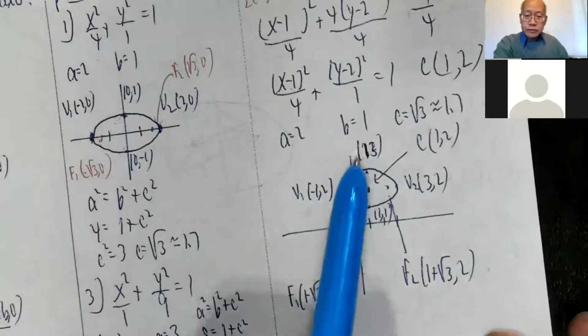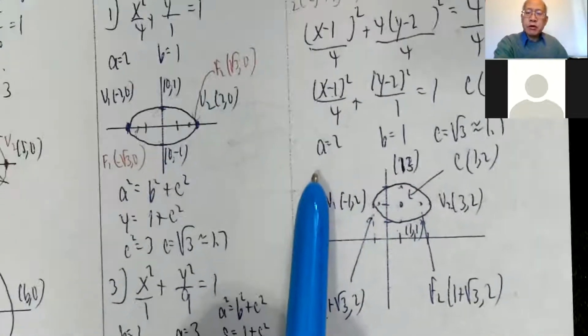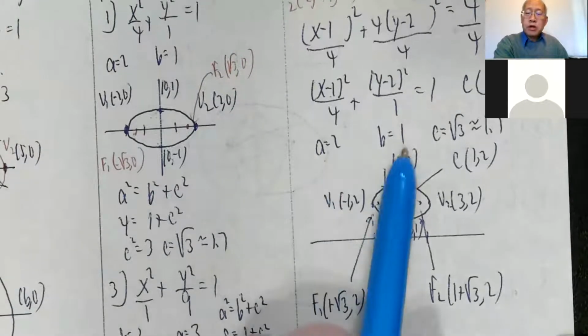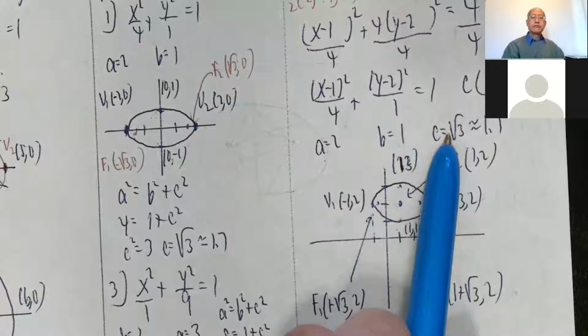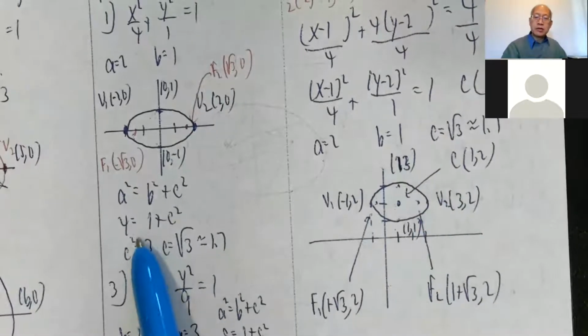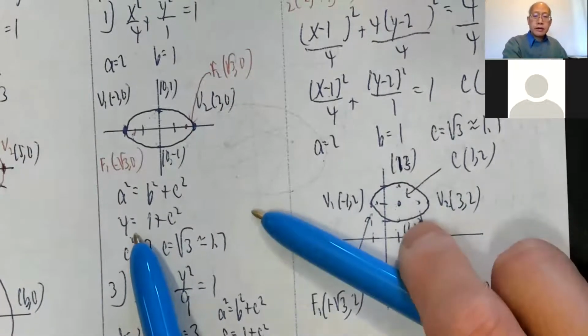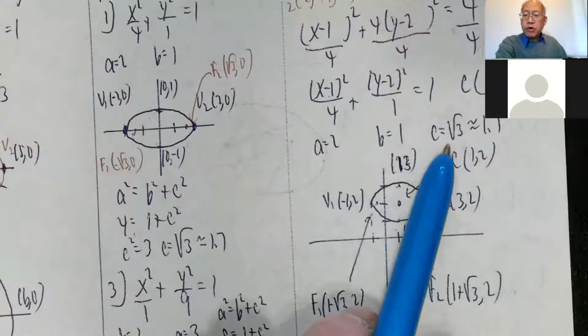Foci. Well, we've already played this game before. A squared is 4. B squared is 1. Subtract, you get 3. So C is the square root of 3. The algebra is exactly the same as this, right? So C is about 1.7.